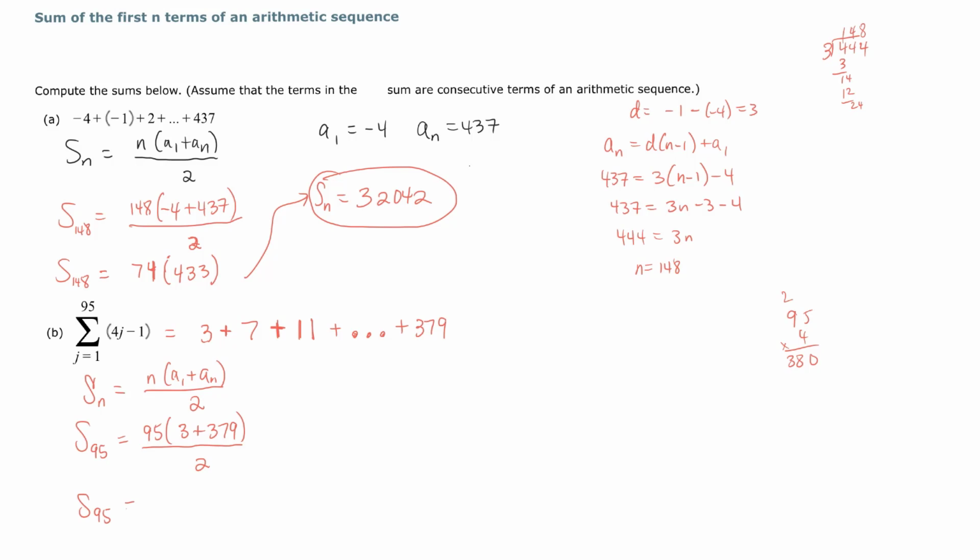S sub 95 is equal to 18,145. I could circle the final expression.